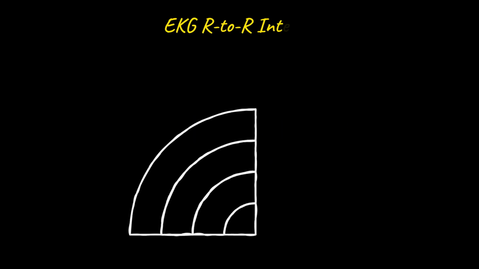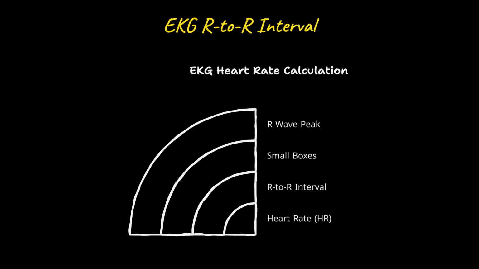It works because at standard paper speed, there are exactly 1500 small boxes in 1 minute of EKG recording, each representing 0.04 seconds. To use this method, find two adjacent R-wave peaks on the strip and count the small boxes between them. Then divide 1500 by that count. For example, 20 small boxes between R waves gives a heart rate of 75 beats per minute.